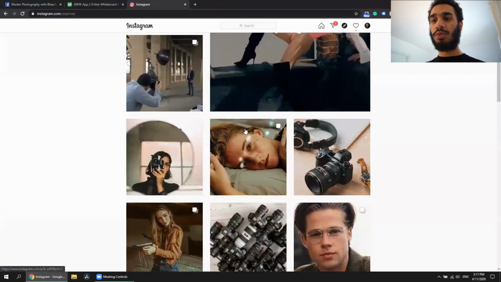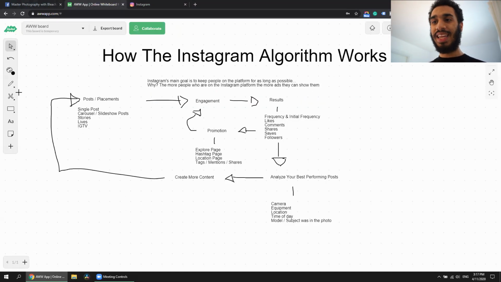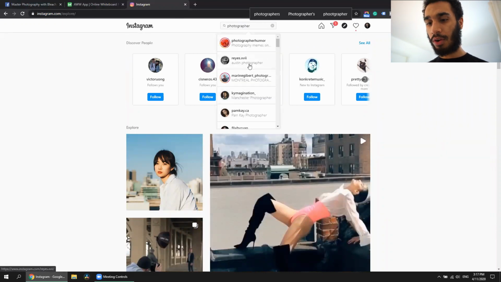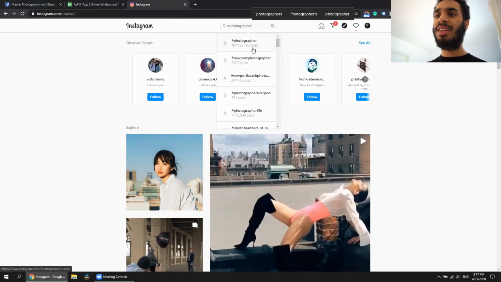This is the Explore page, where you could show up if you have highly engaging content. If you're very engaging, you get good results, Instagram's going to promote you here on the Explore page. It's also going to promote you on the hashtag page. So let's say, random example, hashtag photographer. We're going to see what happens.